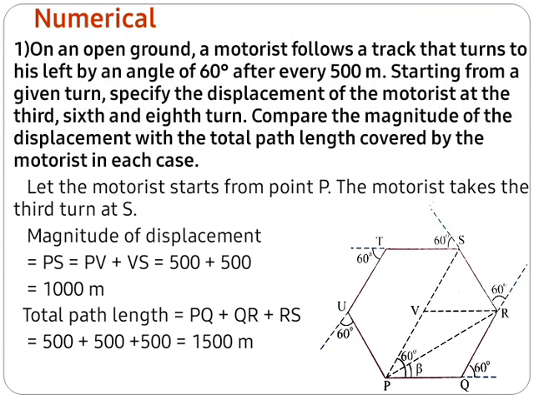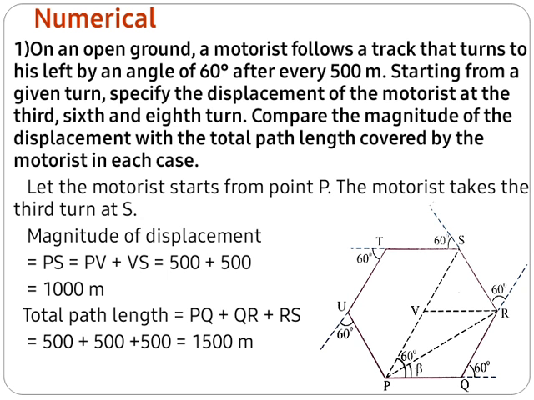What should be the solution? As shown in given figure, let the motorist start from the point P. The motorist takes the third turn at the point S. So, the magnitude of the displacement, which is equal to PS, which is equal to PV plus VS. From the parallelogram PVRQ, PV is opposite side to QR, then PV whose magnitude will be equal to the magnitude of QR, which is equal to 500 meter.